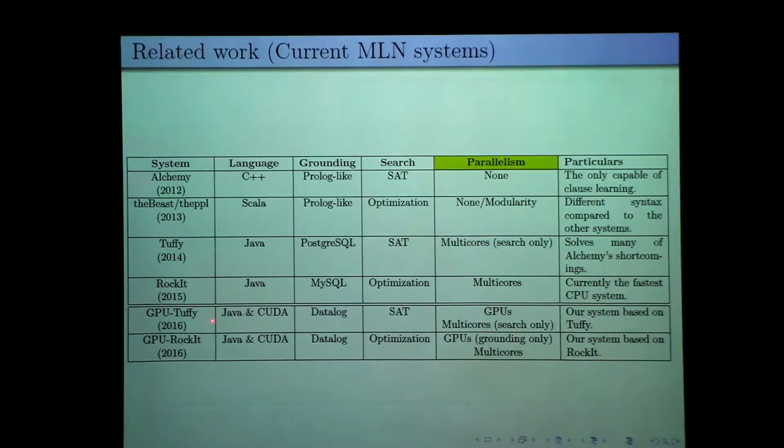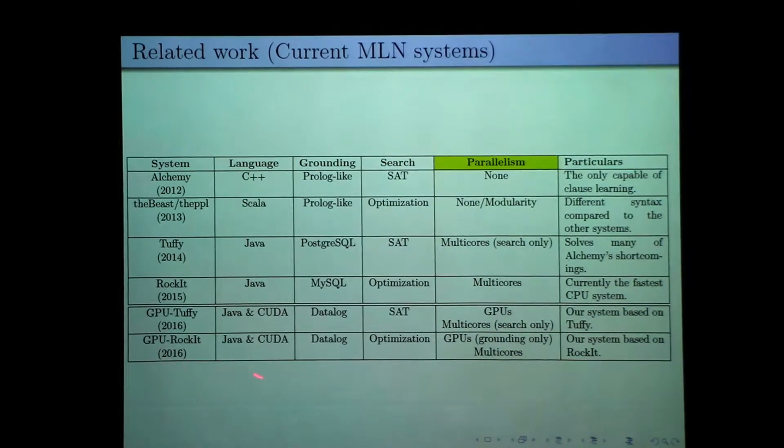And then our systems. One is based on Tuffy and also on the satisfiability problem. It uses GPUs for the most time-consuming tasks, and also uses multicores on the search along with the GPUs. So both GPU and multicores are used together to solve the problem on the search phase.